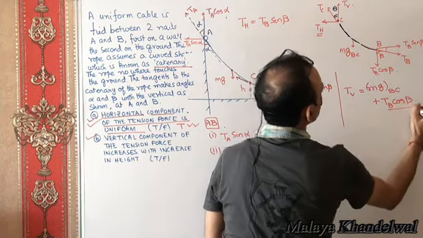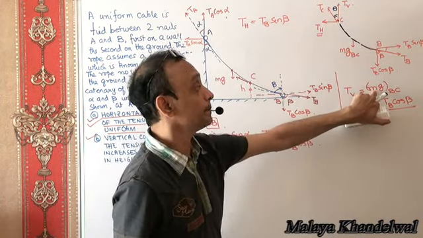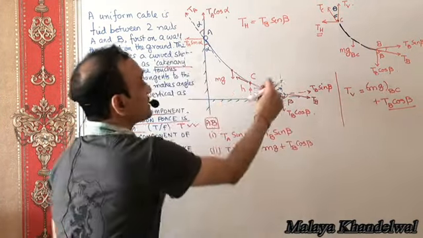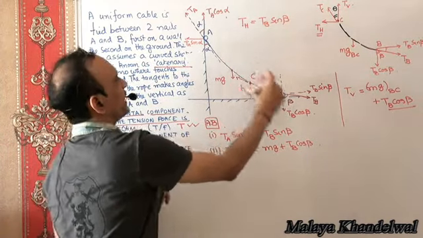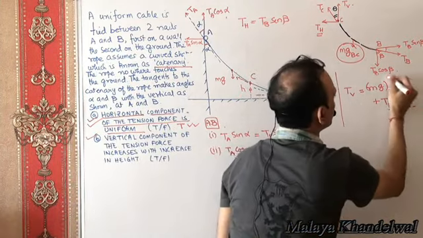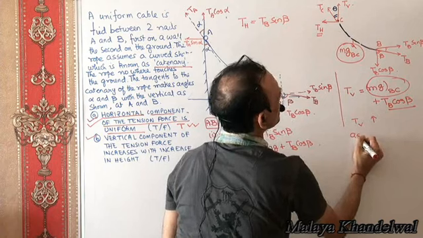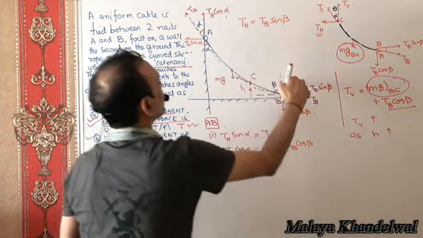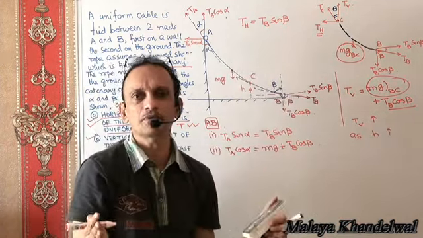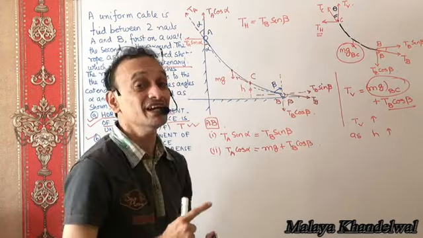Now, nothing happens to TB cos beta because this is about a fixed point B, but mg, the mass of BC, will increase with height. As I take greater and greater heights, the weight of BC will increase. So this part will increase. So TV increases as H increases. That means when I go from B to C, the horizontal component of the tension will remain the same, whereas the vertical component of the tension will increase.